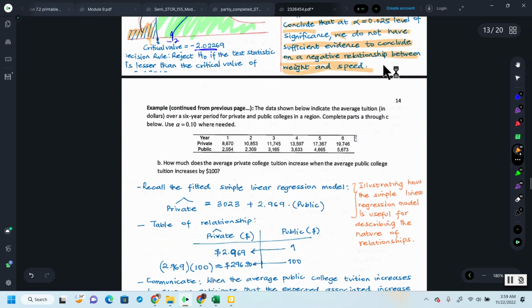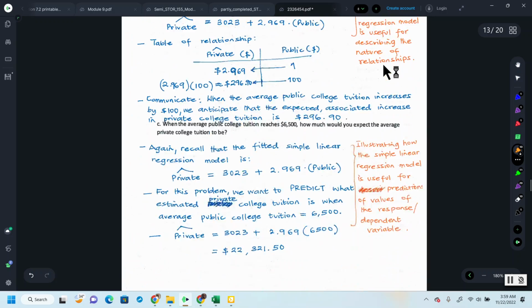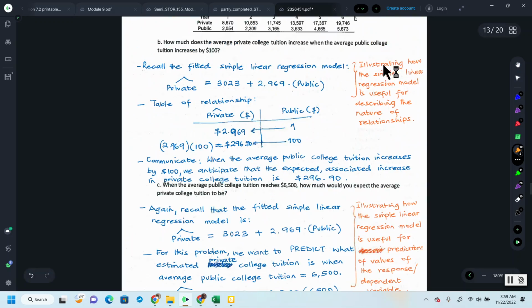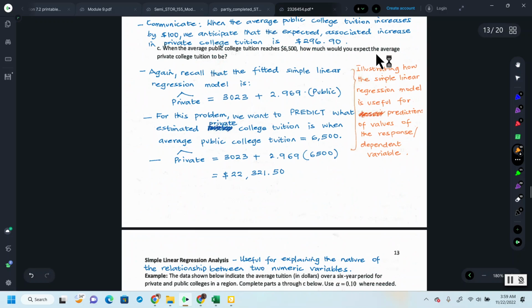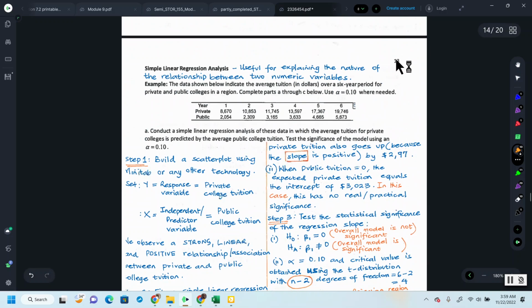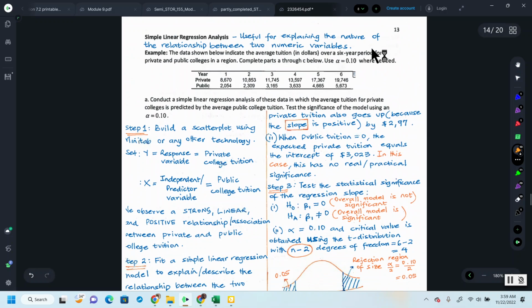Let's proceed then to page 13. So this was done in reverse. So quickly, let me go to page 13. On page 13, we want to advance into simple linear correlation analysis. Remember, as far as correlation analysis is concerned, our goal is to quantify the strength of the relationship between two variables. In this case, we would like to look at simple linear regression analysis.